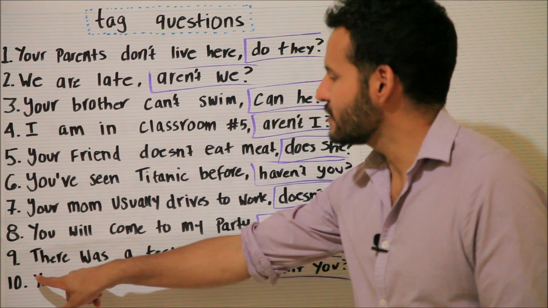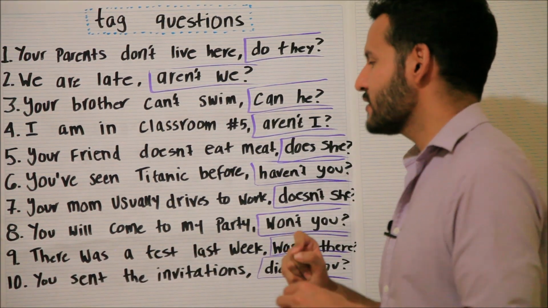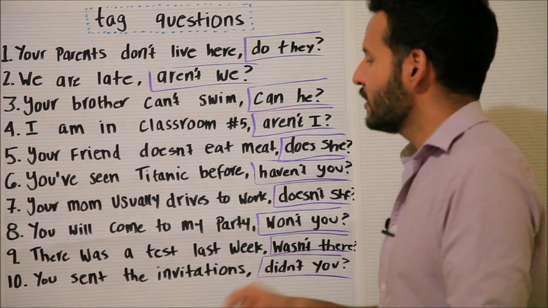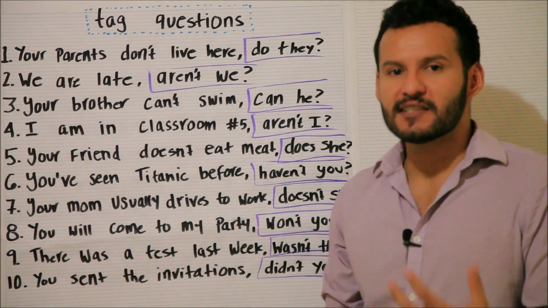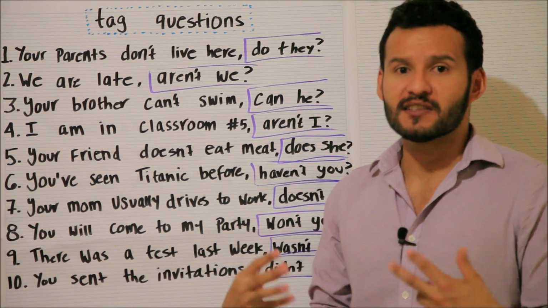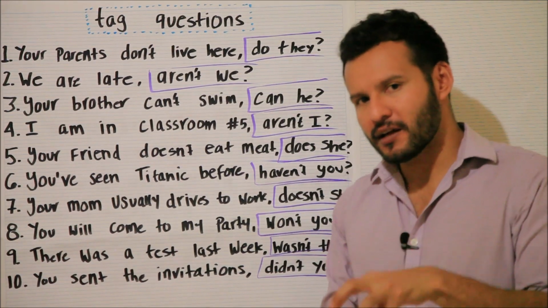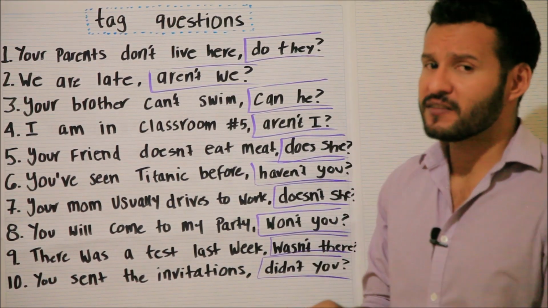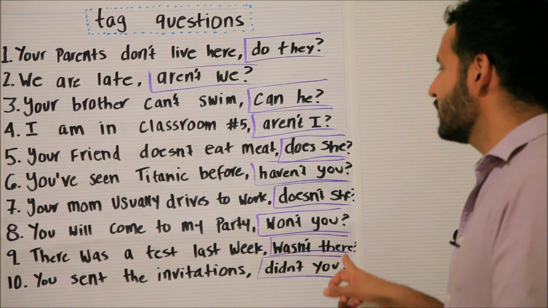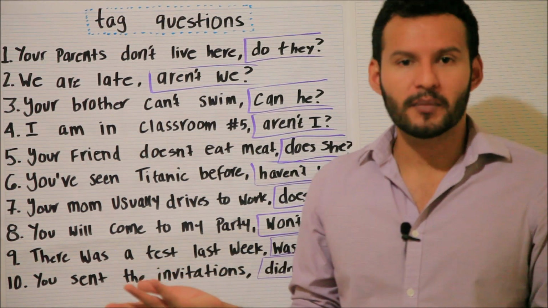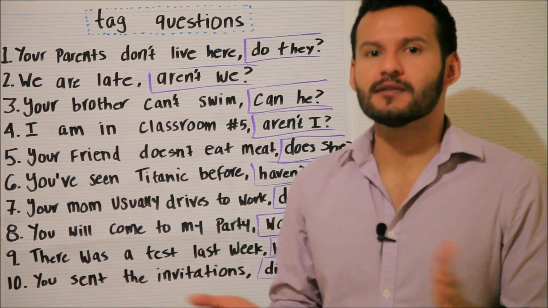And the only other sentence we have where that's the case, it's number 10. You sent the invitations. Sent in this particular sentence is in the simple past. So the auxiliary for the simple past in the negative form, didn't. You sent the invitations, didn't you? And basically, that's how you use a tag question.